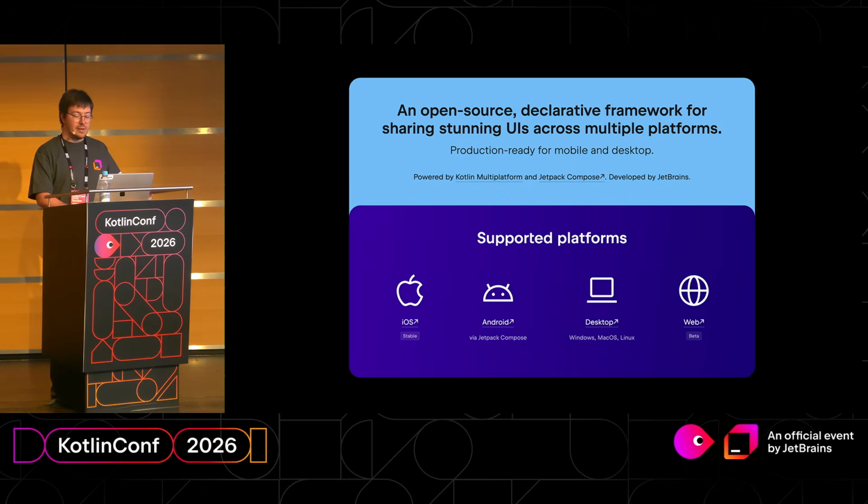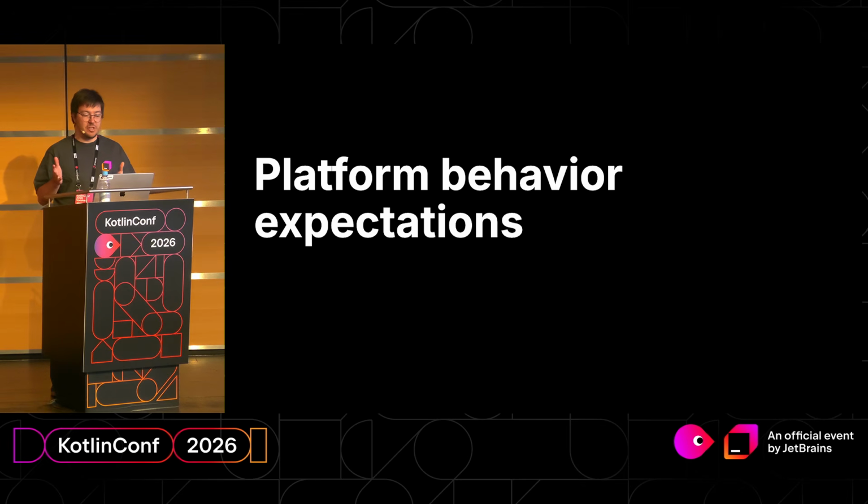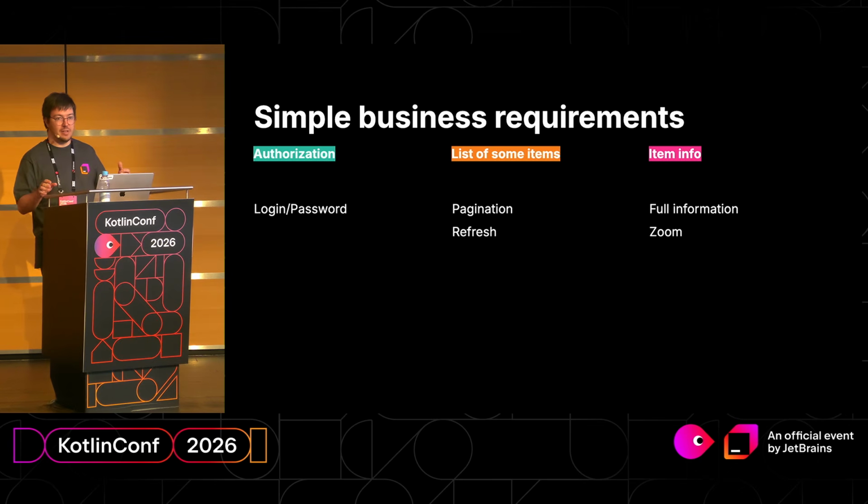But the problem lies in some user expectations. To explain that, let's imagine a simple and, I think, typical situation. Our business wants an application from us with three typical screens. The first screen is authorization, where we need to provide login and password inputs. Next, a list of items, where of course we need pagination and a way to refresh our items. And the third screen is the full information of the item, where, for example, we need to zoom in and zoom out of maybe a photo of the item.